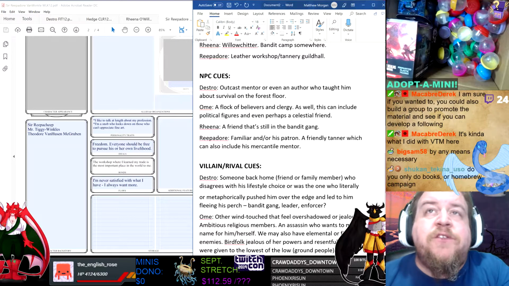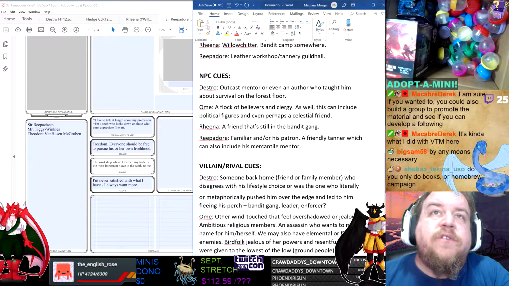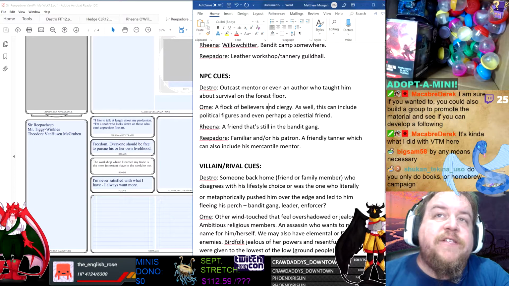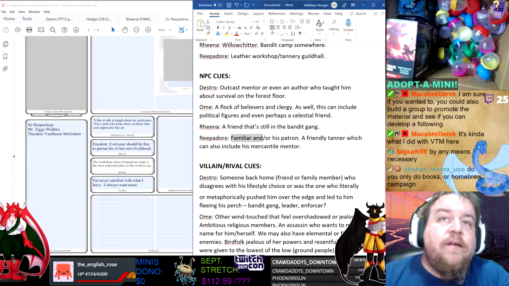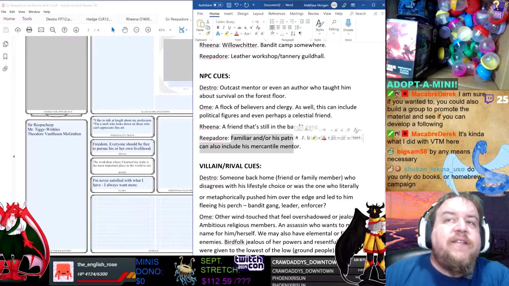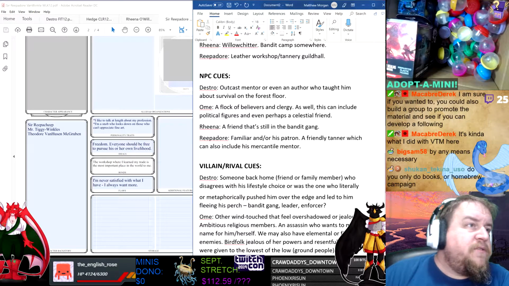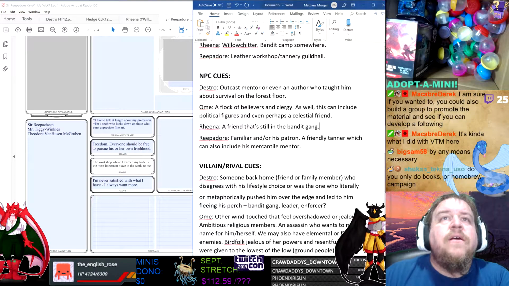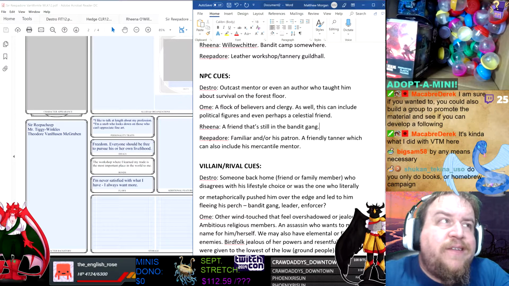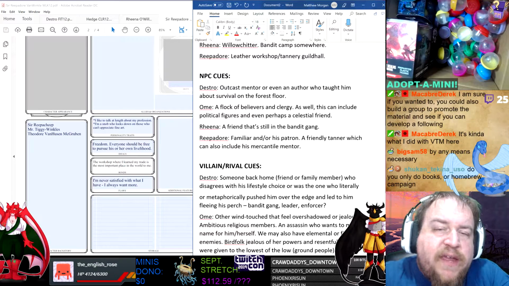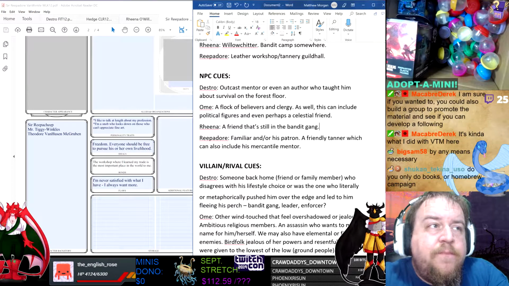So we have an outcast mentor, or even an author who taught him about survival on the forest floor. Ome has a flock of believers and clergy as well. This can include political figures and even perhaps a celestial friend. A friend that's still in the bandit gang. And for Reapador, familiar and or his patron, a friendly tanner, which can also include his mercantile mentor. These are our NPC prompts. And what of these is standing out to you if we're going to sit down and go through a quick exercise to make an NPC and a villain?